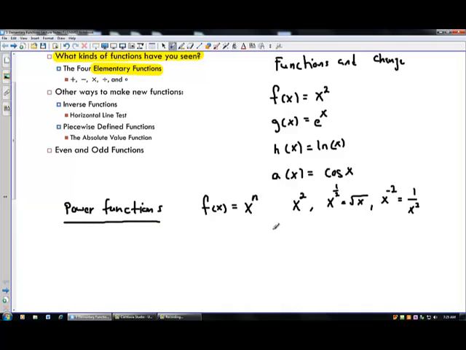With these functions, I also include the constants, so you can just have a number. You could just have f of x equal to 3. I also consider that a power function.